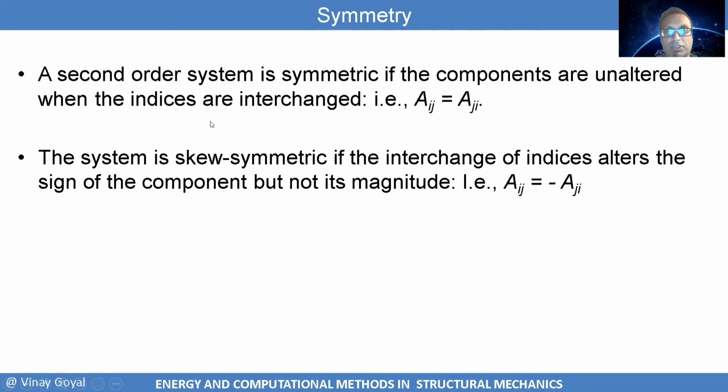A second order system is symmetric if the components are unaltered when we change the indices in this manner. So Aij equals Aji. The system is skew-symmetric if the interchange of indices alters the sign of the component, but not its magnitude. Here, Aij equals the minus of Aji. We call that skew-symmetric.